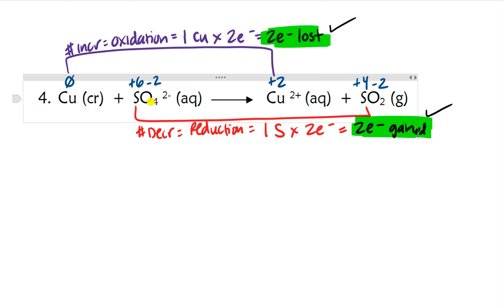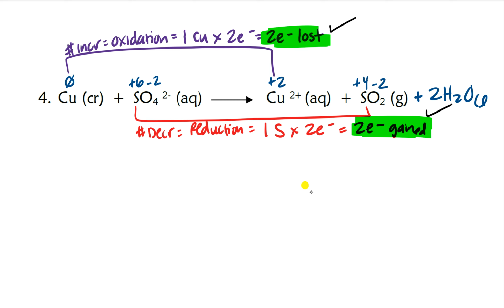I have 4 oxygens on the left, 2 oxygens on the right, so I need to add 2 more oxygens to the product side, and so I do that by adding 2 waters.